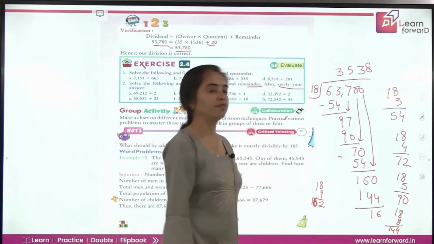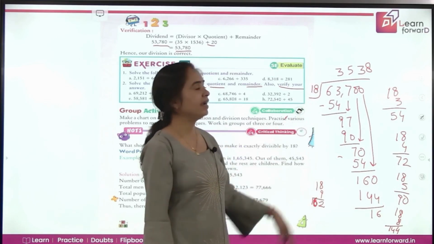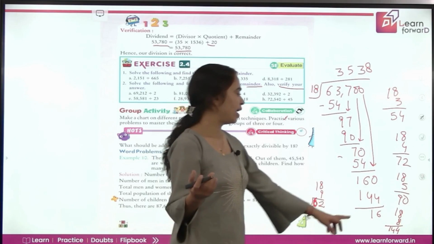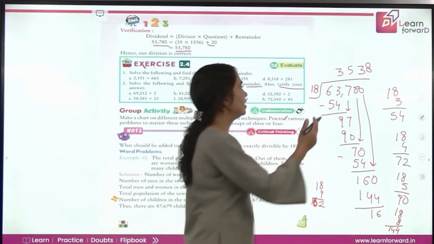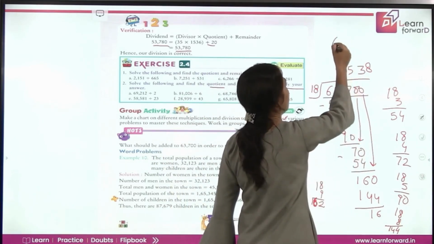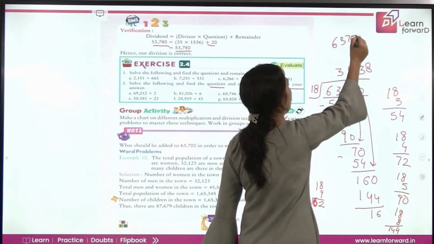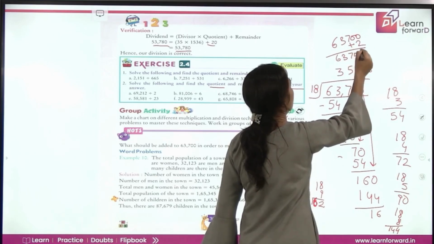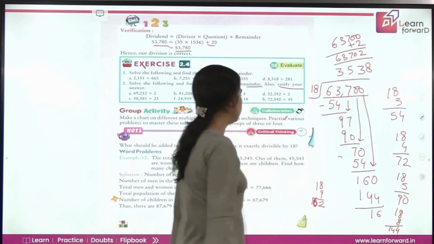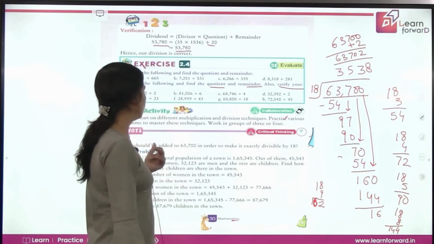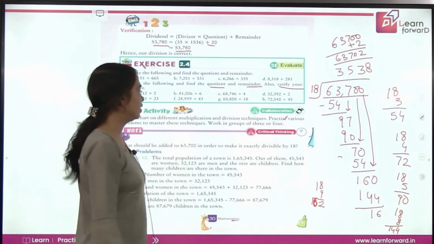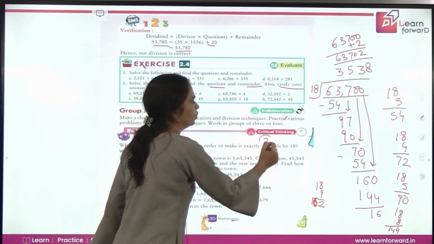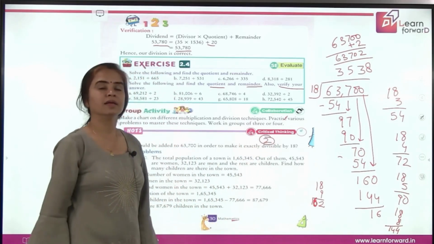16 is left. And to divide by 18, how much more should be there? It should be 18 more. That means 2 more is needed. So the number is 63,700. If you add 2 more to it, you get 63,702, which will be perfectly divisible by 18. So what should be added to 63,700 to make it exactly divisible by 18? We should add 2. Only 2 should be added, right?